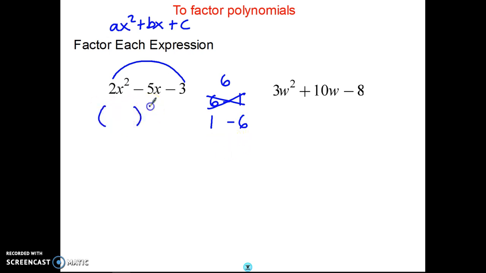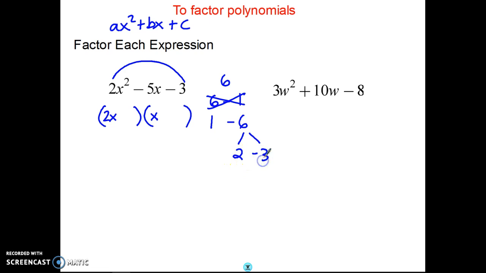I'm going to set up my parentheses here. Now I can't put just x and x in the first spot anymore because that will give me x squared and I need 2x squared. So I know there has to be a 2x here at some point because that's the only factor of 2, 2 times 1. Does 2 go into either of these factors I've chosen? It does. It goes into the negative 6.